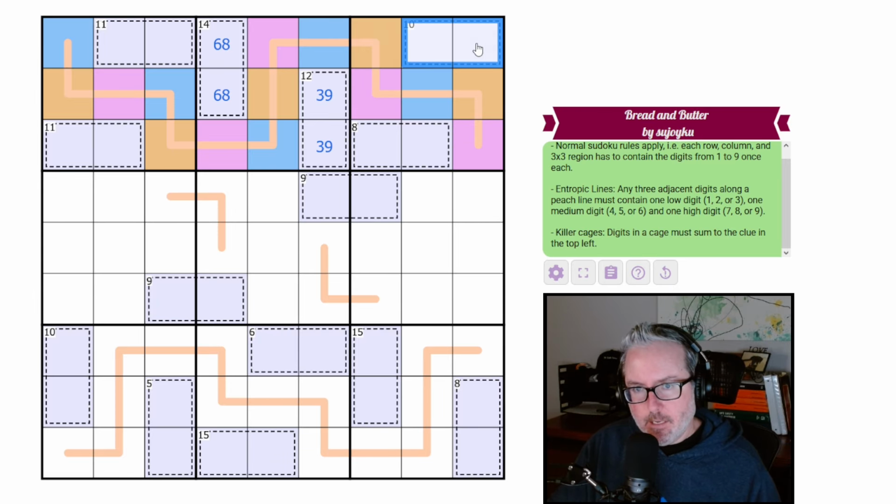There has to be a high in this 10. We can't put... Oh, no, it doesn't. There could be mid, couldn't there? No, there can't because we've already used 2 mids. Okay, because now we know how these are oriented.